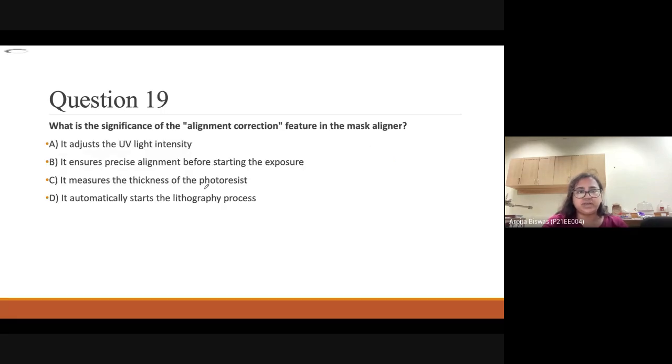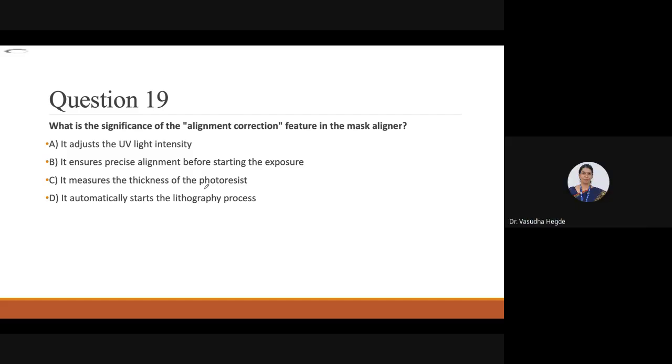Next is question number 19. What is the significance of the alignment correction feature in the mask aligner? First, it adjusts the UV light intensity. Second, it ensures precise alignment before starting the exposure. Third, it measures the thickness of the photoresist. Fourth, it automatically starts the lithography process. B. It ensures the precise alignment. Yes.